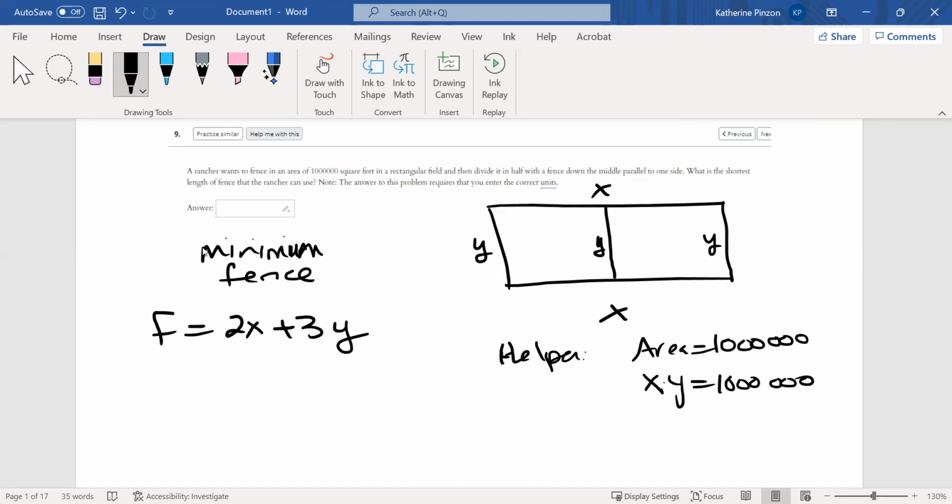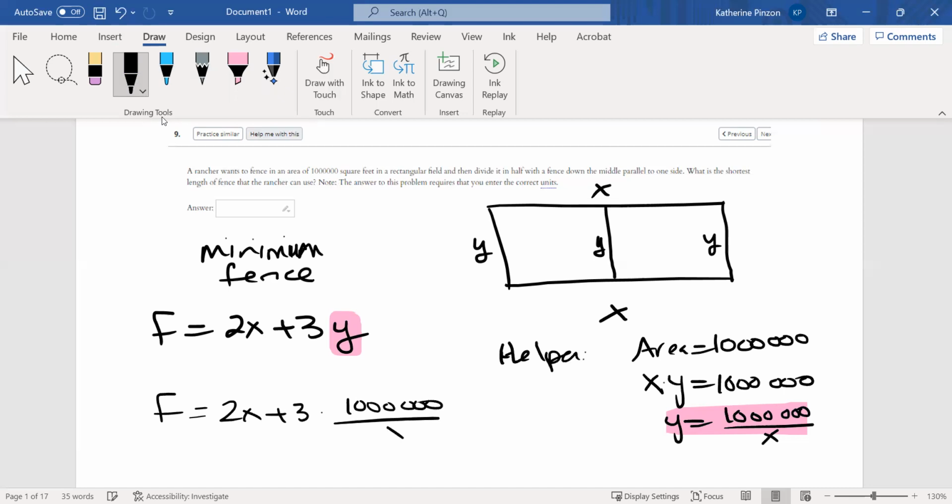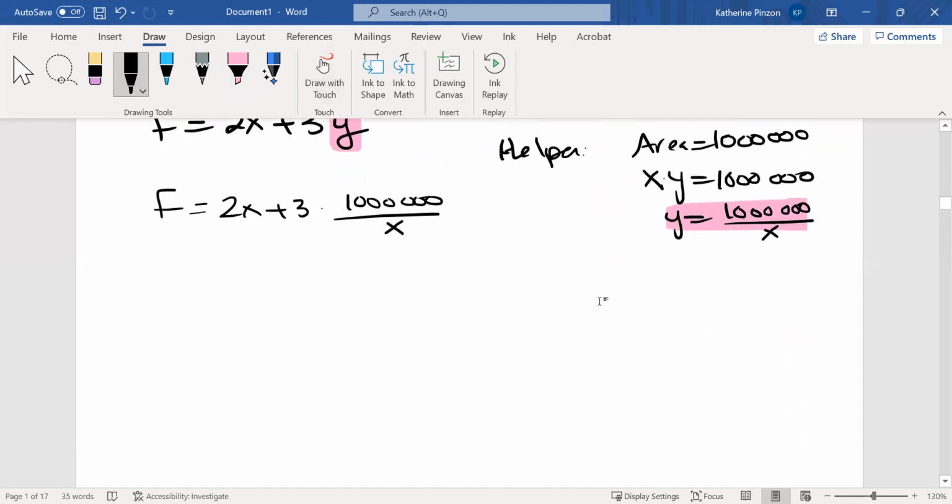I don't care whether we use X or Y. Y equals 1 million over X. So in here, instead of writing Y, I'm going to write 1 million over X. F is 2X plus 3 times 1 million over X. So F is 2X plus 3 million X to the negative 1. I'm going to write it like that because then my derivative is easier.